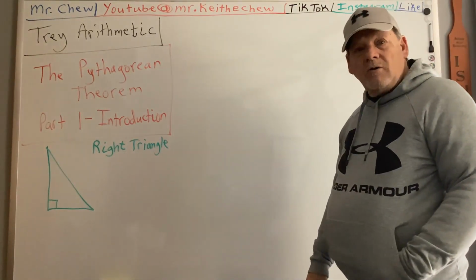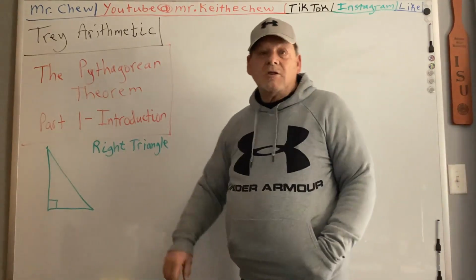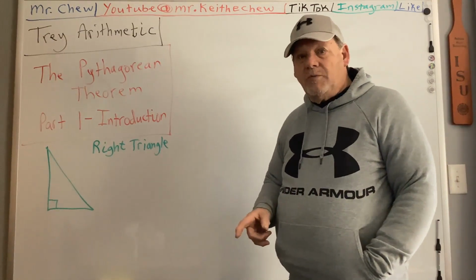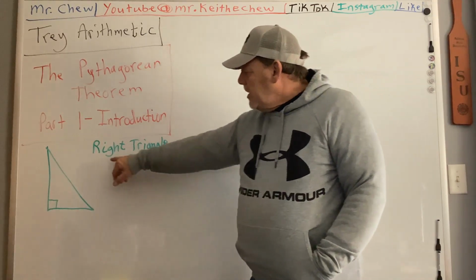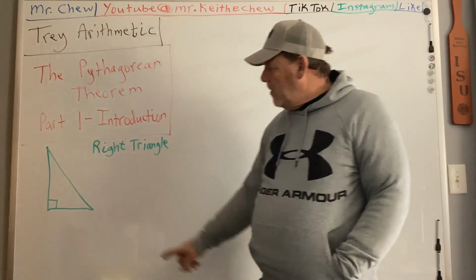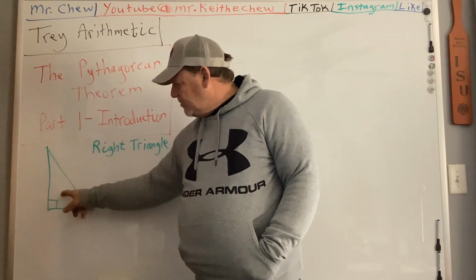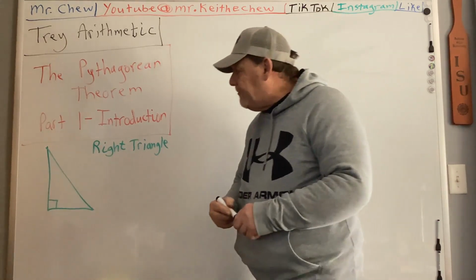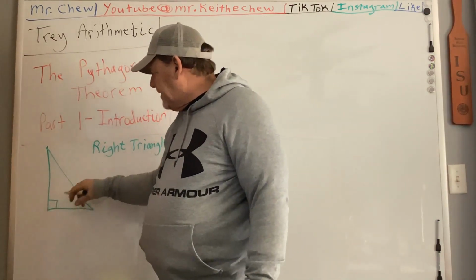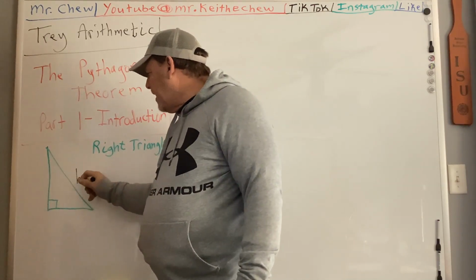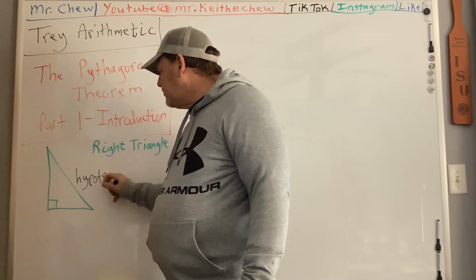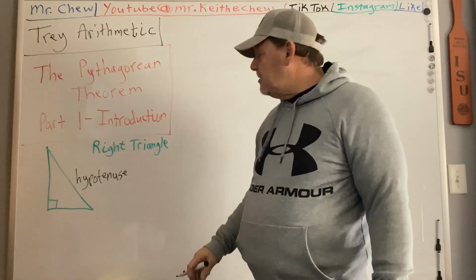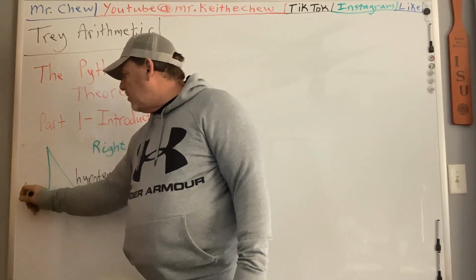We'll go ahead and start talking about the Pythagorean Theorem. Now the Pythagorean Theorem is a very important theorem in arithmetic, algebra, and geometry. It is required that you have a right triangle. The right triangle is designated with this little square in one of the corners. After you have that little square, you identify the side opposite that right angle as the hypotenuse. This is a vocab word.